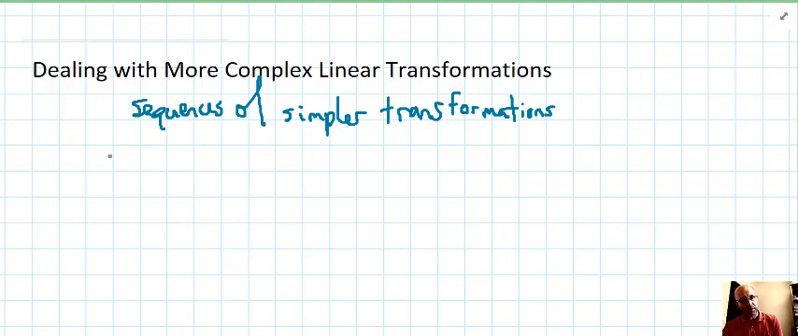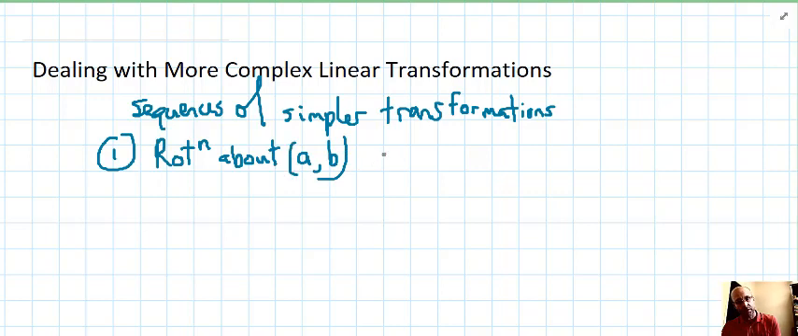We're going to do two examples or two case studies of this, which I expect you to be across. First one is rotation about point A, B, i.e. that's not the origin. In the past we've done some work on origin rotations as the center of rotation, but we're looking at what if it's not the origin.